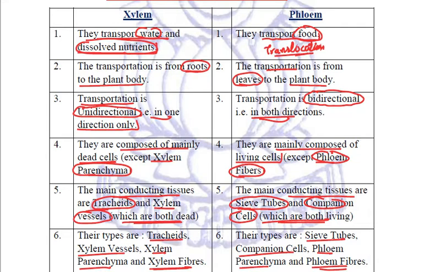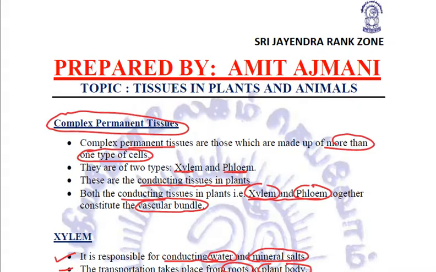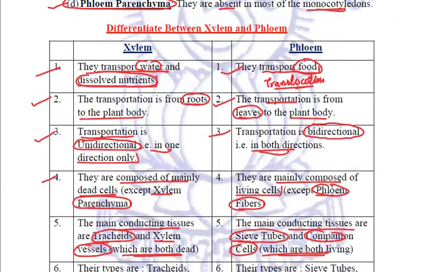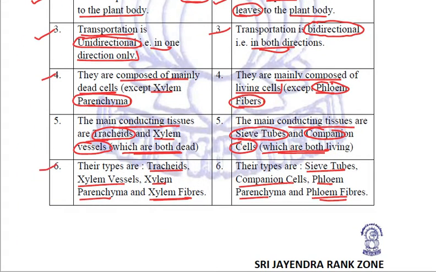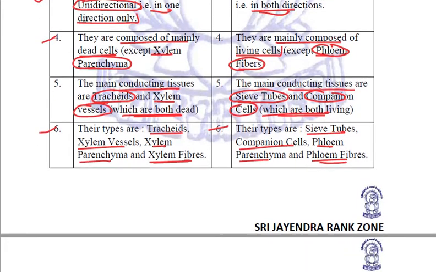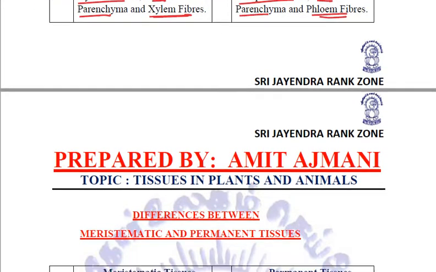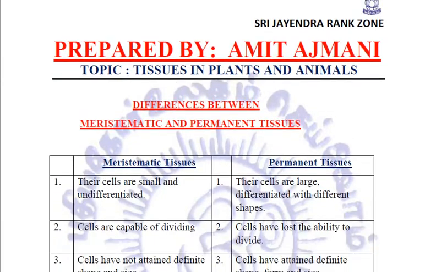So these are a few differences between xylem and phloem based on exactly, number one, what they are conducting, whether it is water and dissolved nutrients or food; from where they are conducting, from roots to plant body and leaves to plant body; in which direction the conduction is taking place, is it unidirectional or bidirectional; what exactly they are composed of, dead cells or living cells; and their types, the four types of xylem and the four types of phloem, right? So this is about xylem and phloem, the main conducting tissues or the complex permanent tissues present in plants, right?